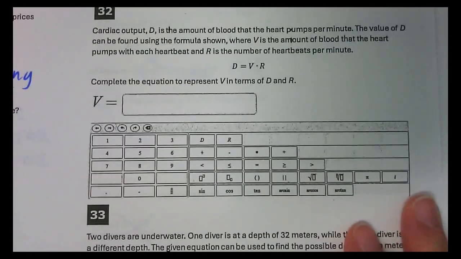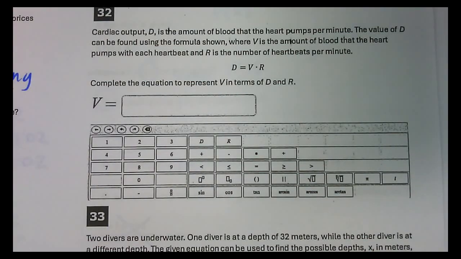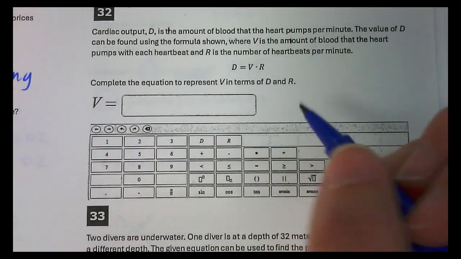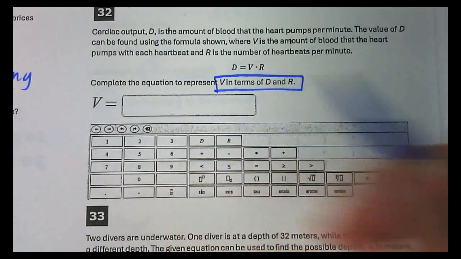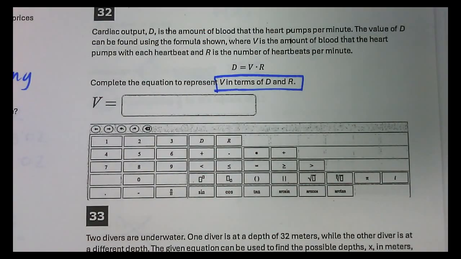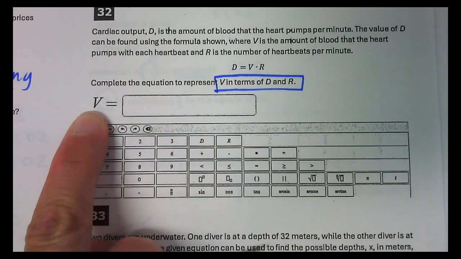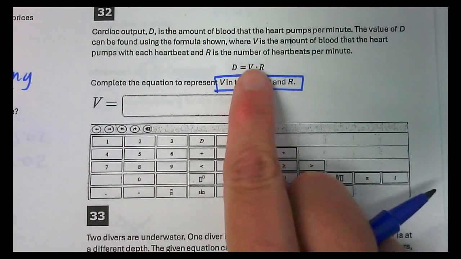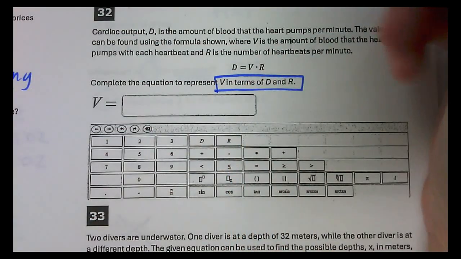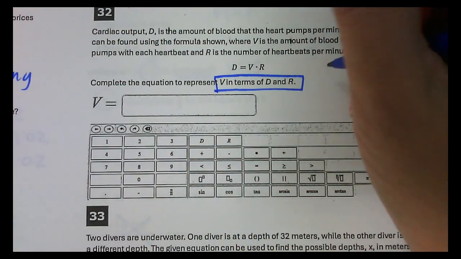All right, number 32. You can pause the video and read it. Good news here is that even if you read all that stuff, it told you exactly what to do right here. It says solve for V in terms of D and R, and it gives you a hint right here that V is supposed to be by itself. Right now, V is being multiplied by R. We have to think about doing opposites.